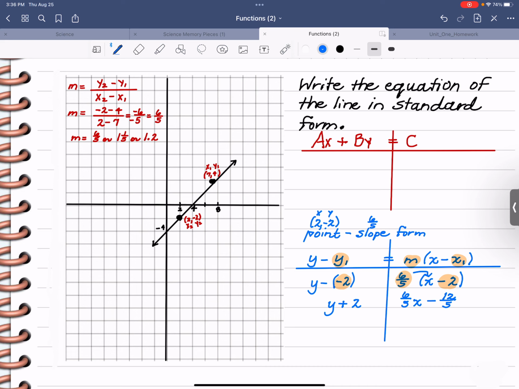Okay, we're getting there. Slowly but surely. That's point slope form. But I still need to get that simplified a little bit more. I'm going to go ahead and do slope intercept. I'm going to just keep going. All I need to do is move that 2 over.